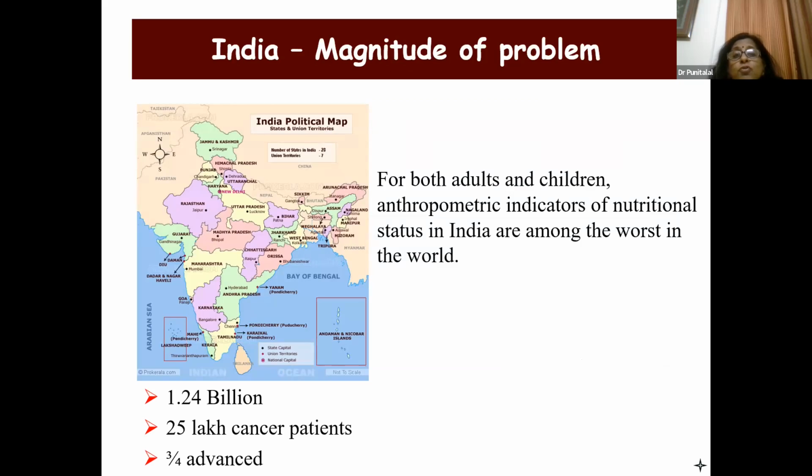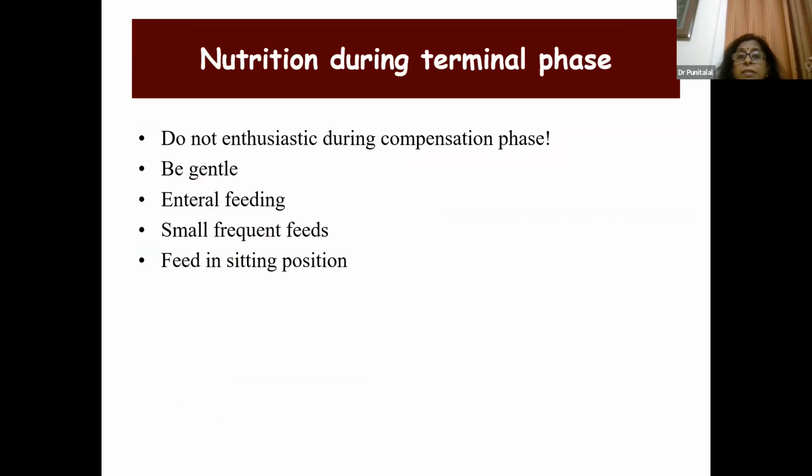Studies have shown that amongst both adults and children, the anthropometric indicators of nutritional status are amongst the worst in the world. So we have to imagine that at baseline, our nutritional status is not good. And cancer is on the rise. We have about 25 lakh cancer patients in our country, and three fourths of them are advanced. So the cancer obstructs, and the actual degree of malnutrition is mind boggling. It is there, it's an elephant in the room. We can't wish it away.